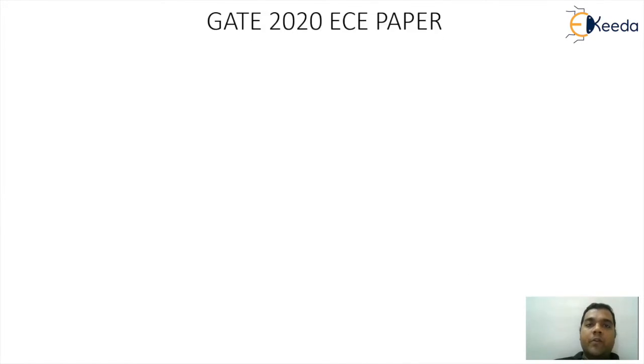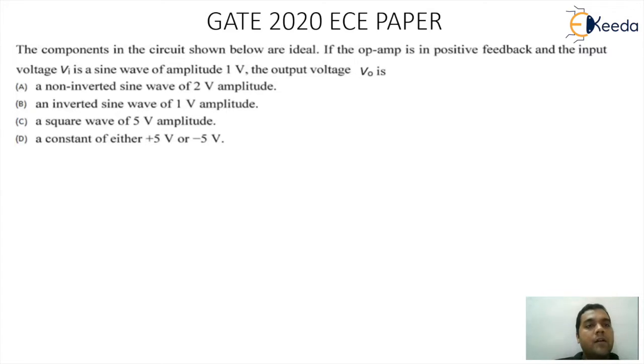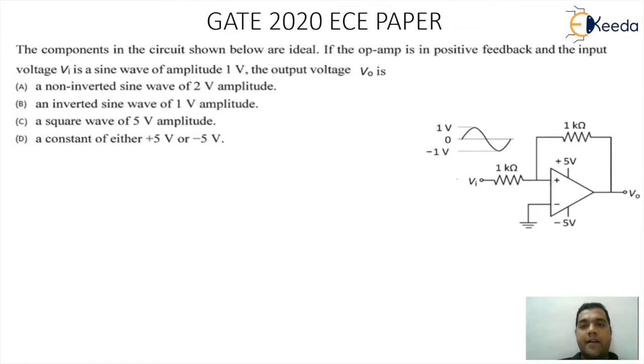So this question is from the GATE 2020 EC paper. Let's have a look at the question. The question says, the components in the circuitry shown below are ideal. So let's have a look at the circuitry. If the op-amp is in positive feedback and the input voltage Vi is a sine wave of amplitude 1 volt, the output voltage Vo is, there are four options.